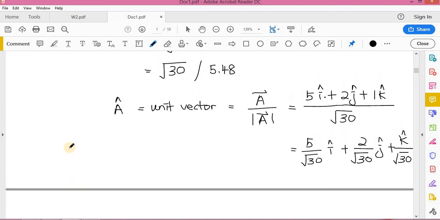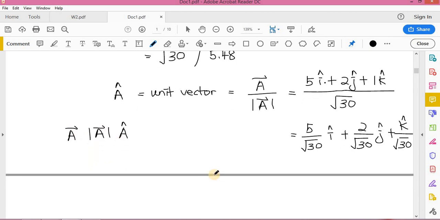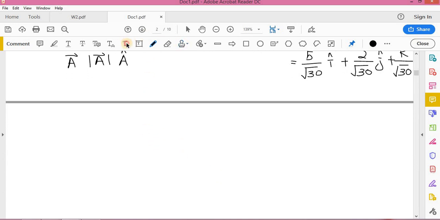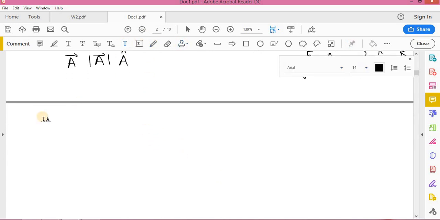So far you have learned 3 symbols for vectors. This is vector A. This is the magnitude of vector A. And this is the unit vector of vector A. They are different, so don't confuse them. Next, we will move on to the addition and subtraction of vectors.